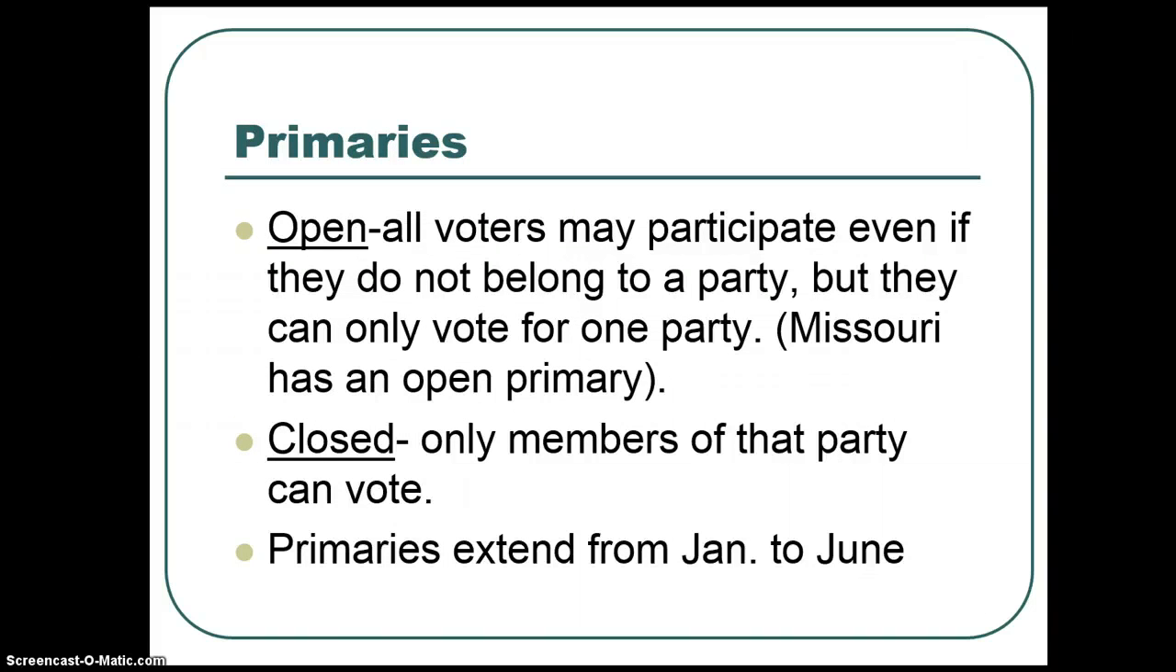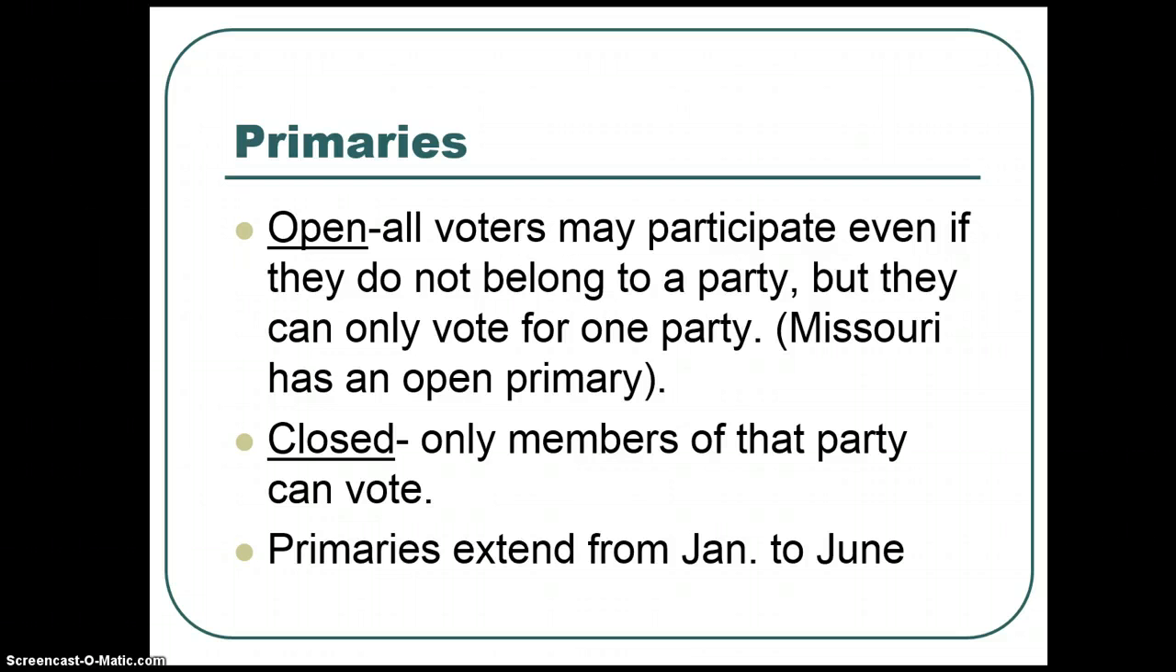Missouri has an open primary, so that means that you go into the voting booth and you can select a Democratic ballot or a Republican ballot. It doesn't matter what party you are, but you can only vote for the party that you choose. In a closed primary, you have to be registered to that party and you can only vote for that party. So if I'm a registered Republican, I can only vote for Republicans in the primary.